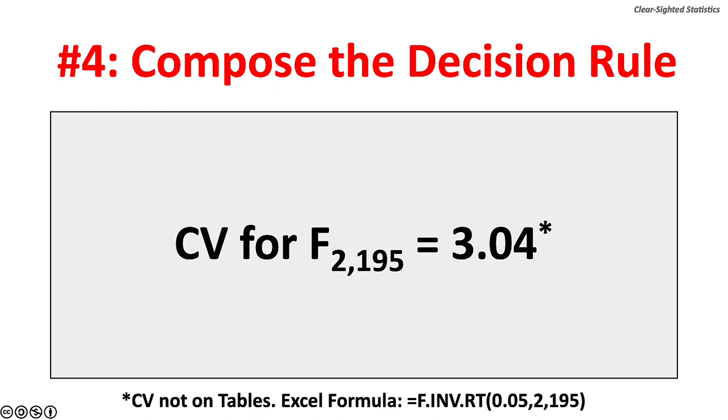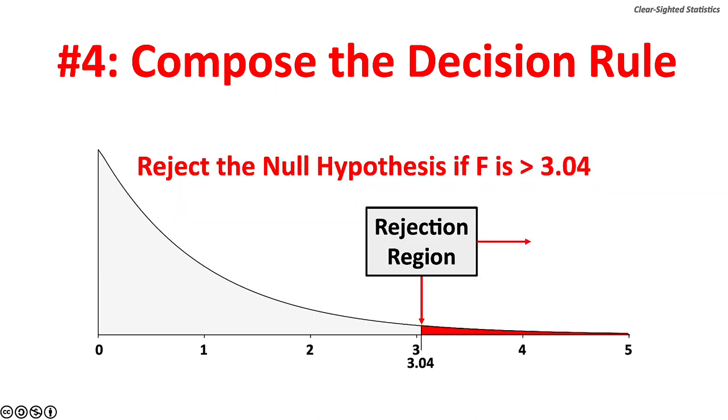This combination of degrees of freedom is not found on the critical values table. It was found using Excel's F.INV.RT function. Excel's single factor ANOVA tool, however, will also report the critical value for F. Using the F.INV.RT function is therefore unnecessary. The decision rule: reject the null hypothesis if F is greater than 3.04. The red tail marks the rejection region.